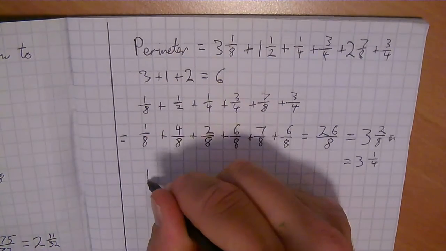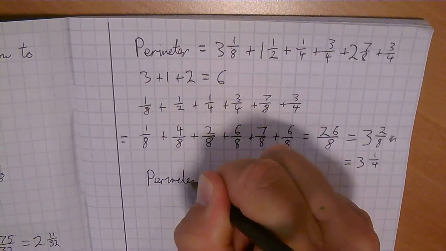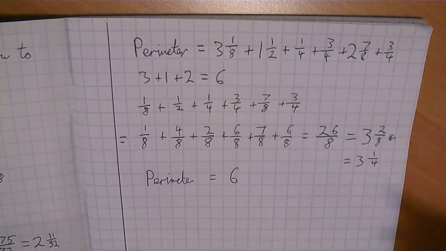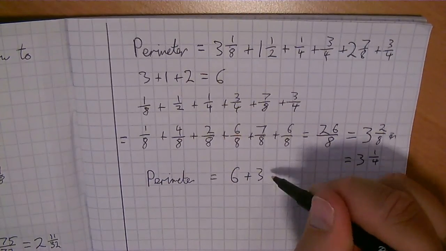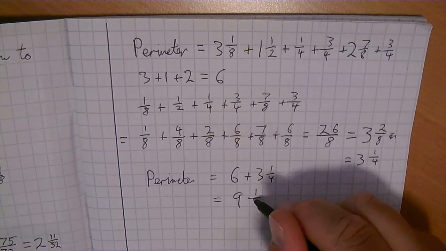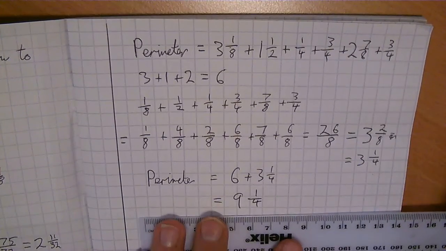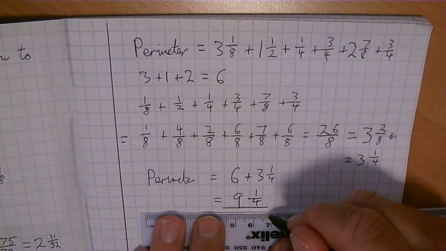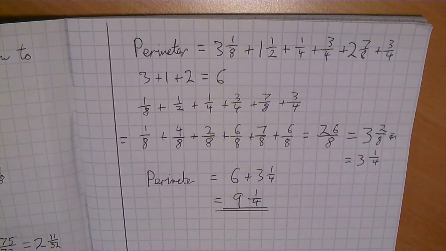So my whole perimeter equals 6 plus 3 1/4, which is 9 1/4. And I have done both the area and the perimeter of that shape, which looked tricky, and it was fairly tricky. That's about a 10-minute video for you guys to watch at home if you need to revisit any of that, and that will do.